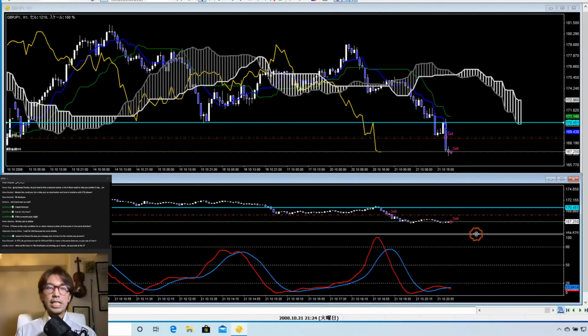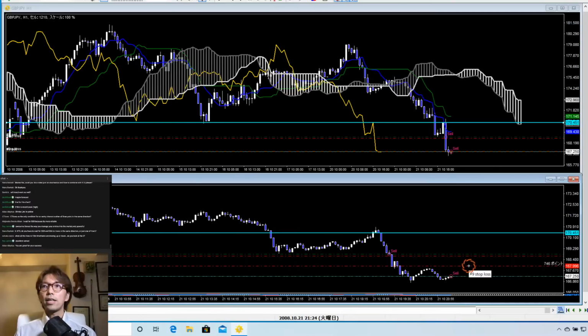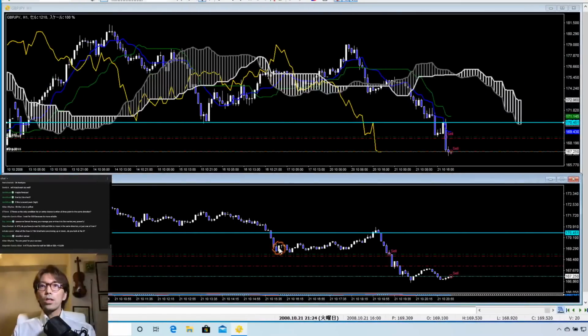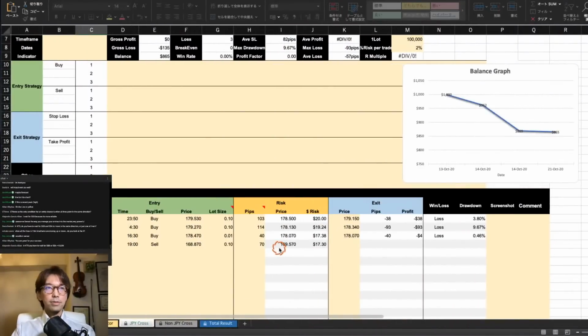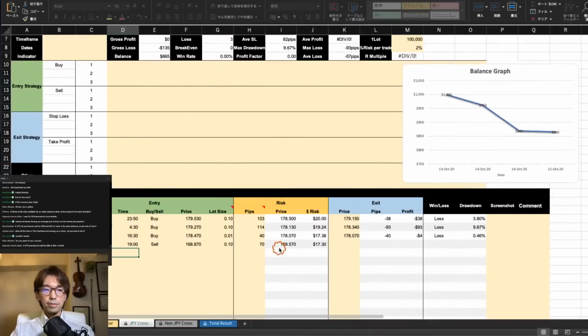Okay, and the stop loss is going to be above the recent high, in this case which is here, 74 pips above. So I took a sell at 167.250 on GBPJPY. And I think it was on the same day, the 21st of October. And it was at 25.5. I took another sell here.